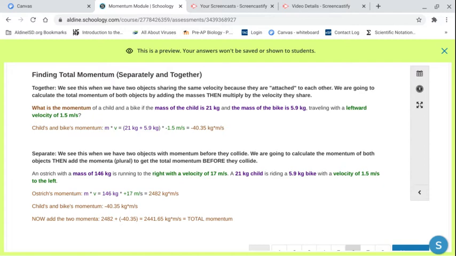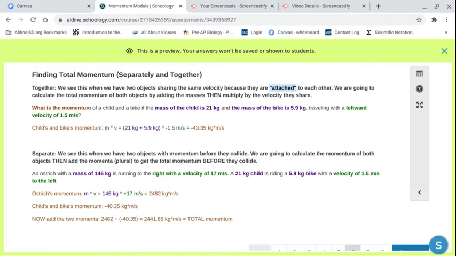What does it mean if we need to find the total momentum together? We see that when we have two objects that share the same velocity. Why? Because they are attached to each other. Now, attached doesn't have to be like two cars in an accident, and if you try to move one, the other is attached to it. It can be you sitting in your chair and your chair is moving, you in the car and the car is moving, or if somebody is on your back and you carry them, that is a together moment.